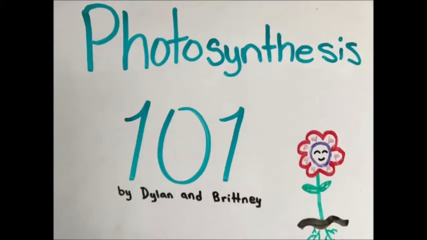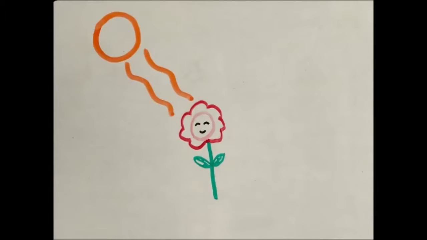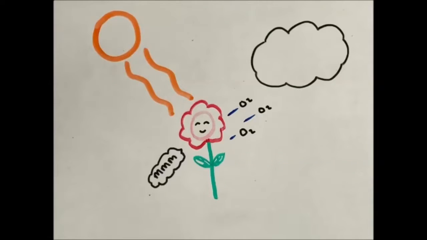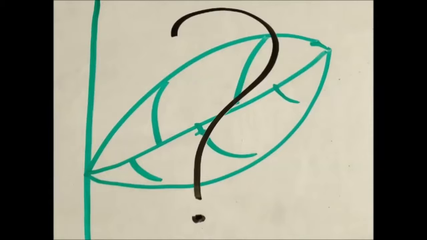Welcome to Photosynthesis 101. First, let's review what you already know. Photosynthesis is when plants convert light energy from the sun into oxygen and food for themselves. In this video, we are going to dive a little deeper into what photosynthesis really is.